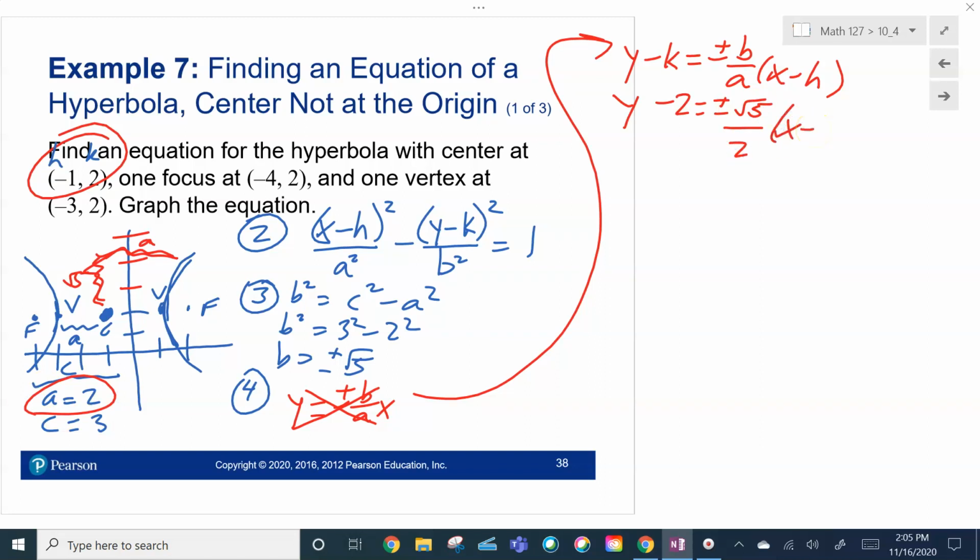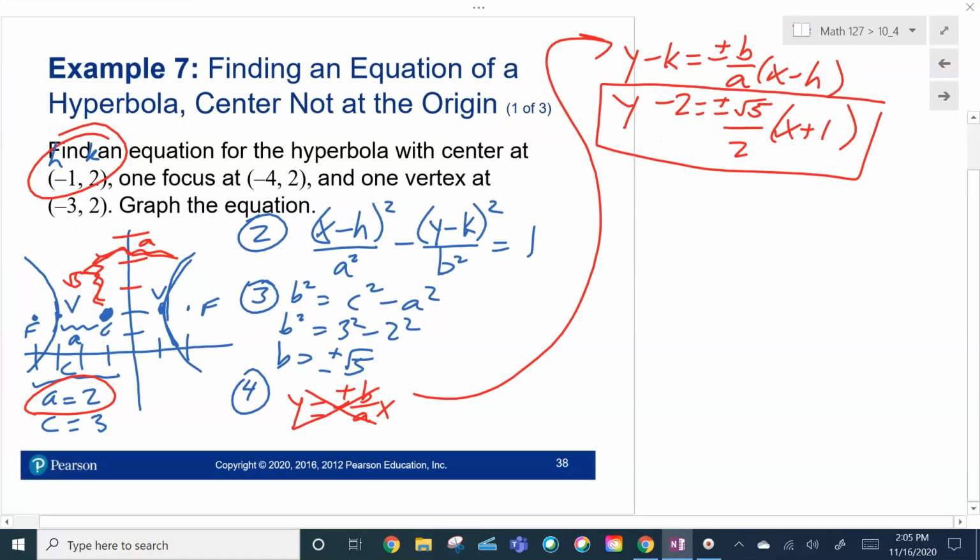X minus my h is negative 1. So x minus negative 1 is x plus 1. There's the equation for both of my asymptotes. There's my other asymptote. Okay.